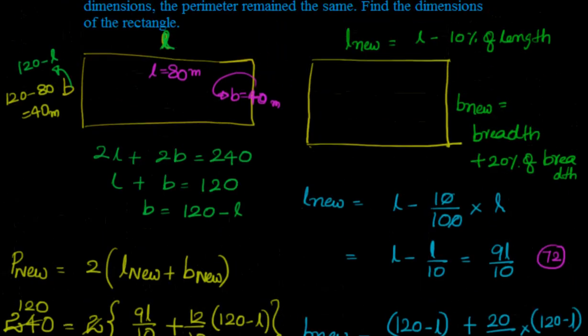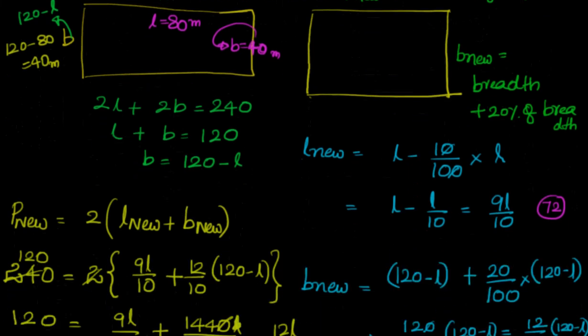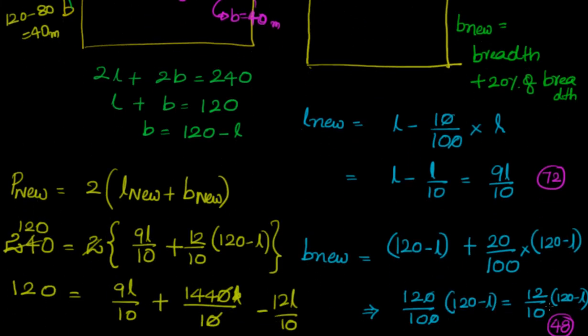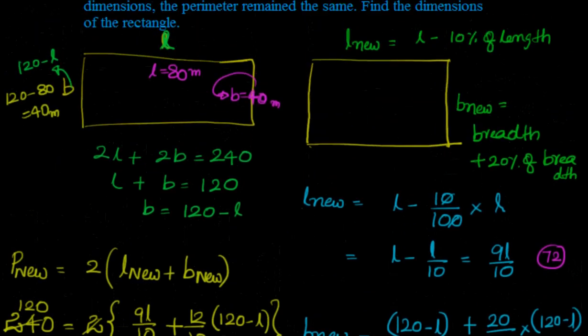If you are comfortable with decimals, you can straightforward go ahead and say here 0.9 L, and you can also say that this is nothing but 1.2 into 120 minus L. If you are comfortable with fractions, you can continue and you can find out like this also.